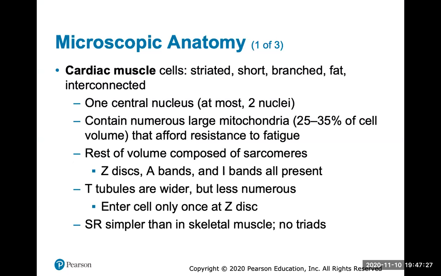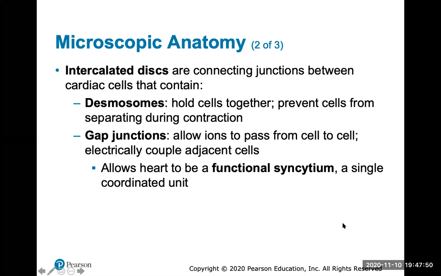So your cardiac muscle fibers, hopefully this is a review from histology a little bit. Your cardiac muscle cells are striated, short, branched, fat, they're interconnected. There's one central nucleus, lots of mitochondria. There's Z discs, A bands, and I bands all present in a typical sarcomere. The sarcoplasmic reticulum is a little bit simpler than in skeletal muscle.